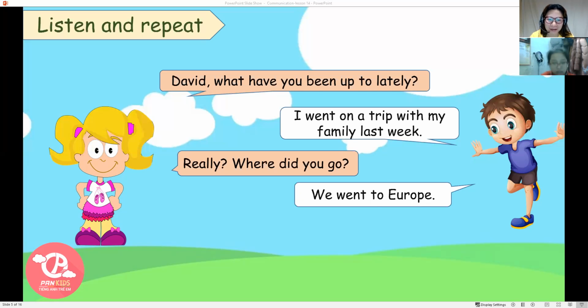Instead of saying David and his family went to Europe, you can just say they went to Europe, okay? They is a pronoun. We use pronoun to replace noun. Can you read it, Ruby? We use pronoun to replace noun. Okay, for the sentence that you gave, you said David and his family went to Europe. You can just use they, okay?